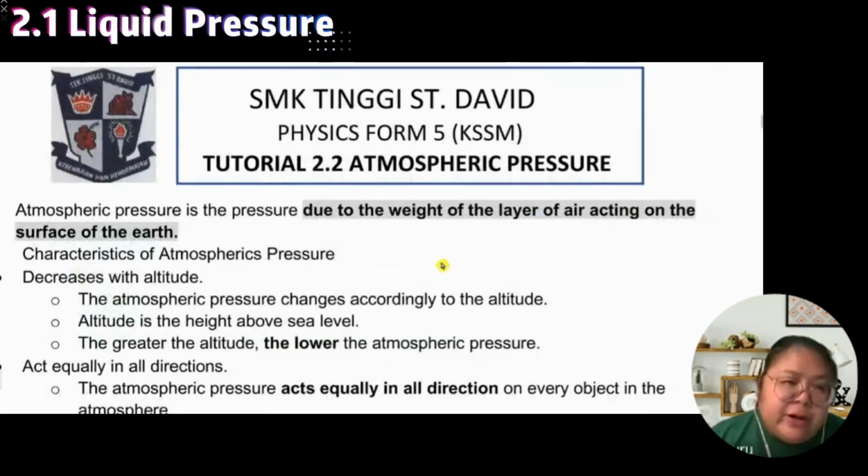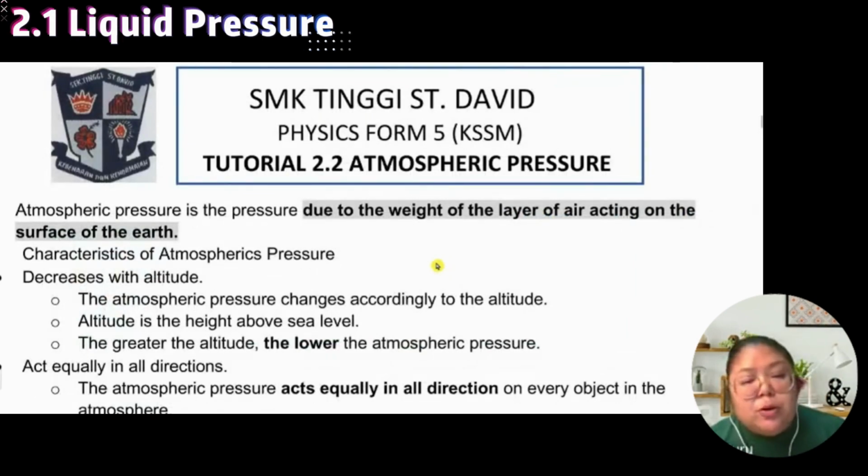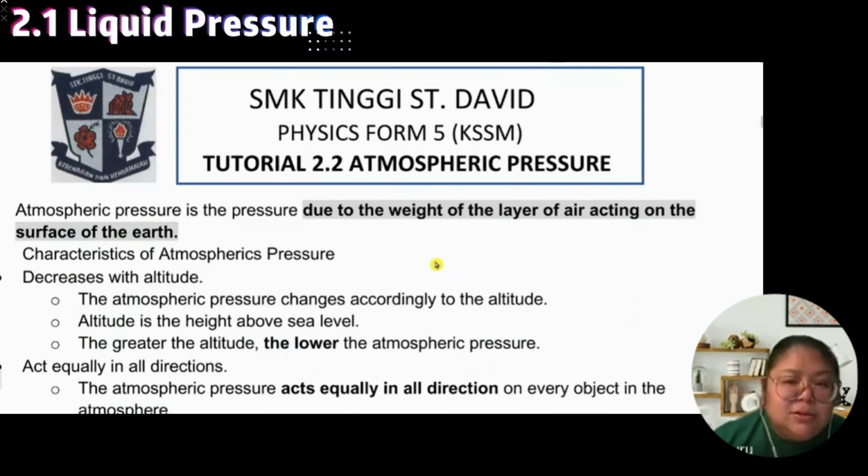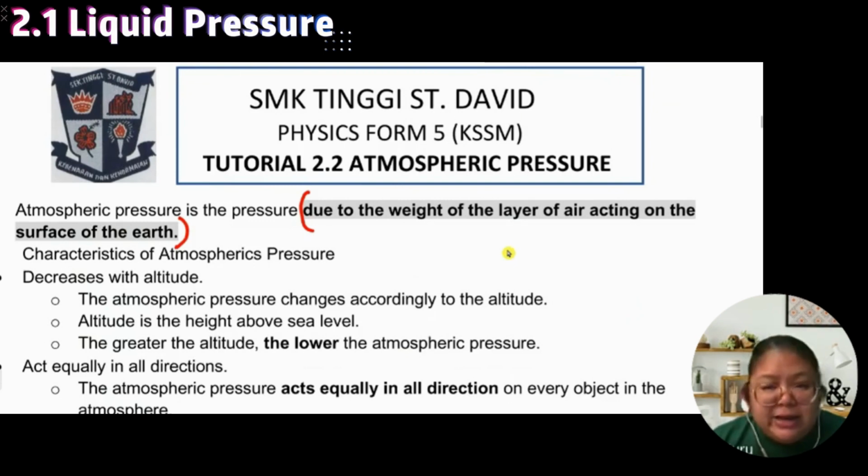2.2 is atmospheric pressure. Just now we touched a bit on atmospheric pressure. In 2.2, you are talking about atmospheric pressure, whereas just now it was only water. Now you are going to see atmospheric pressure as a pressure. This one is a definition. When they ask what atmospheric pressure is: the pressure due to the weight of a layer of air acting on the surface of the earth. That means the weight of the air. Air also has weight. The weight of the air acting on the surface of the earth is called atmospheric pressure.